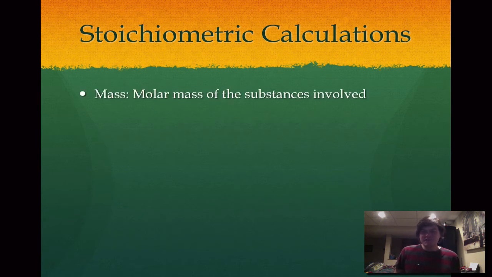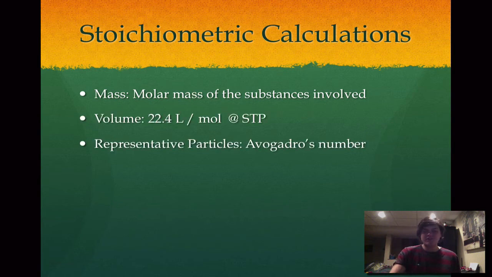The problems aren't always this easy, unfortunately. There are a number of other things that can cause it to involve more steps. Oftentimes, the mole to mole conversion using a mole ratio will be the middle component of a stoichiometric calculation. Oftentimes, either beforehand or after that conversion, we need to do a conversion with either mass, volume, or representative particles.